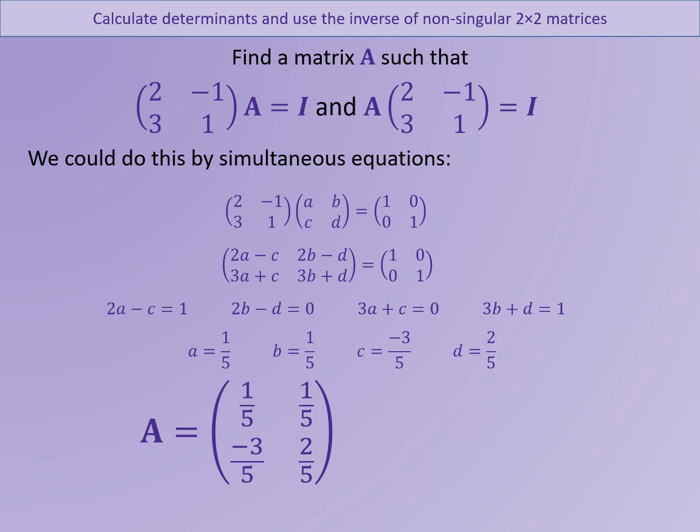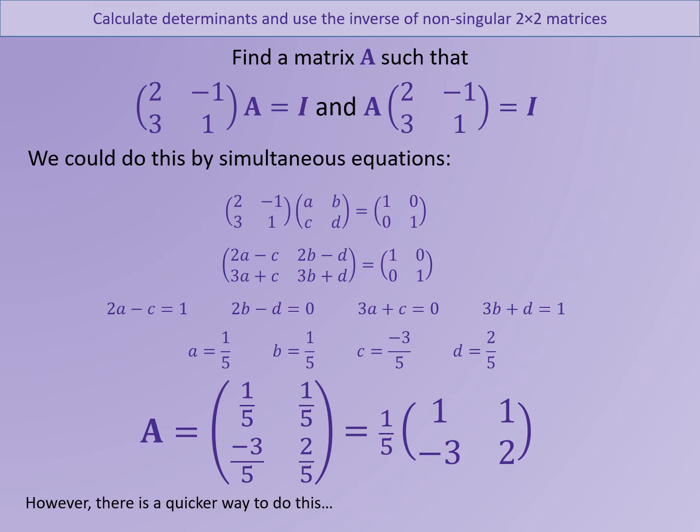Now we could bring out a factor of 1/5, so the elements inside the matrix are integers. That just makes it a little bit easier to work with. So A could potentially be an inverse matrix for [2, -1; 3, 1]. We would just have to check that it worked the other way around as well. However, there is a quicker way of doing this. I'm going to look at that now.